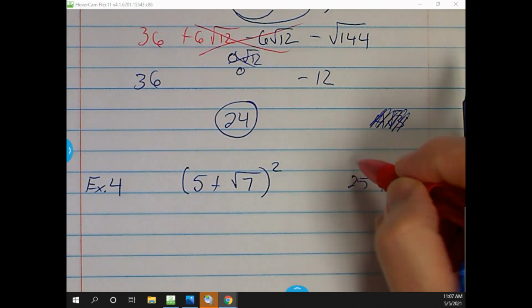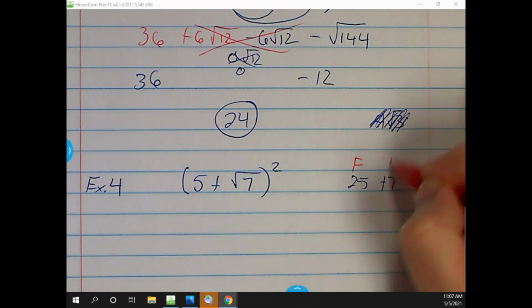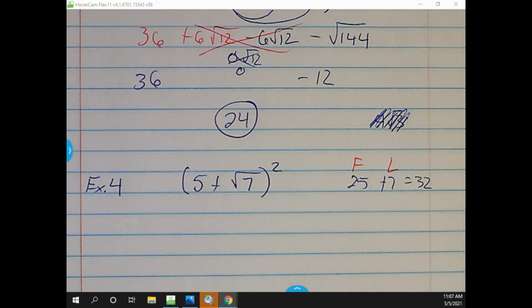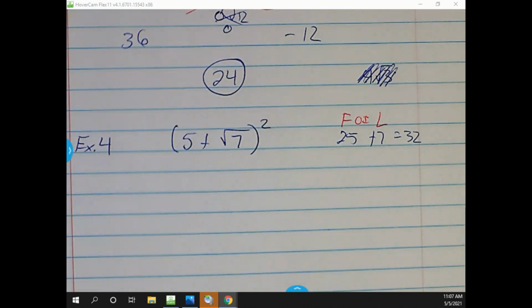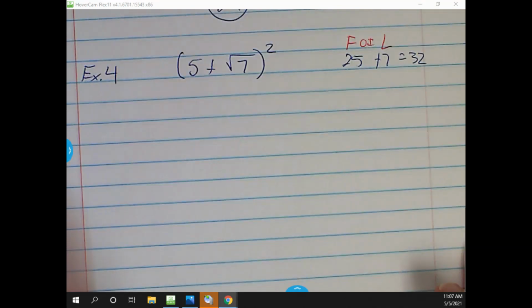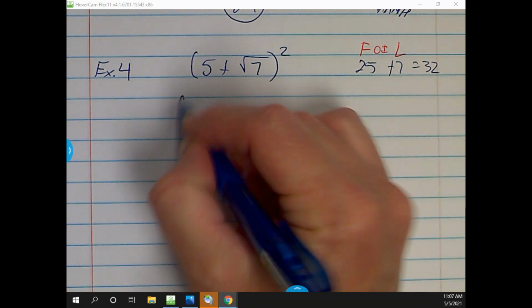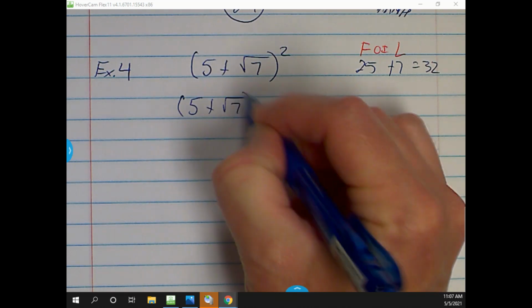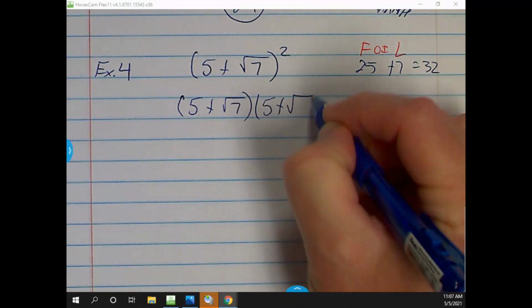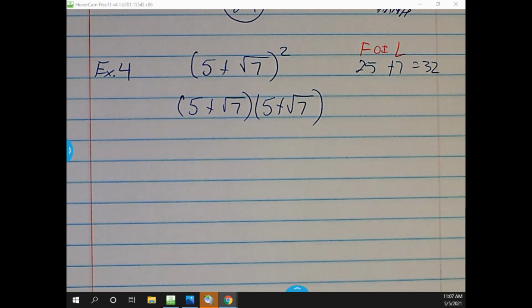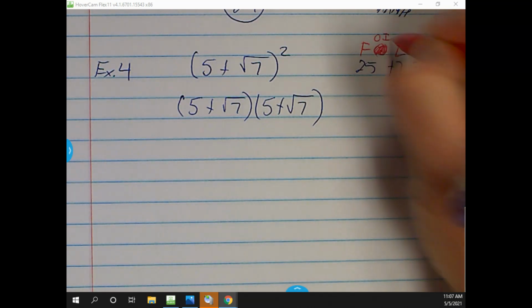Well, that's great, but you just did the first times the first and the last times the last. You just did the FL method. You've got to get the OI in the middle, right? There is no FL method. There's no Florida method for abbreviation on that one. So when you get this one where it's 5 plus square root of 7 squared, you've got to rewrite it as 5 plus the square root of 7 times 5 plus the square root of 7. So don't forget to do the OI part on this one, because sometimes people get excited and they just do, ooh, I'm doing this times this, and I'm doing that times that. It's like, well, you are, but you still got to go back and get the O and the I in the middle of it there.